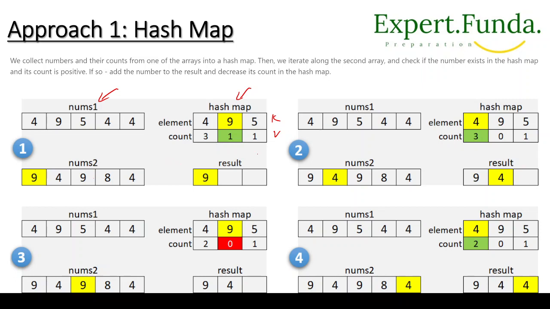Similarly, let's continue to understand this one. This element 9 is coming in 9 4 9 8 4, like this. So 9 is here.